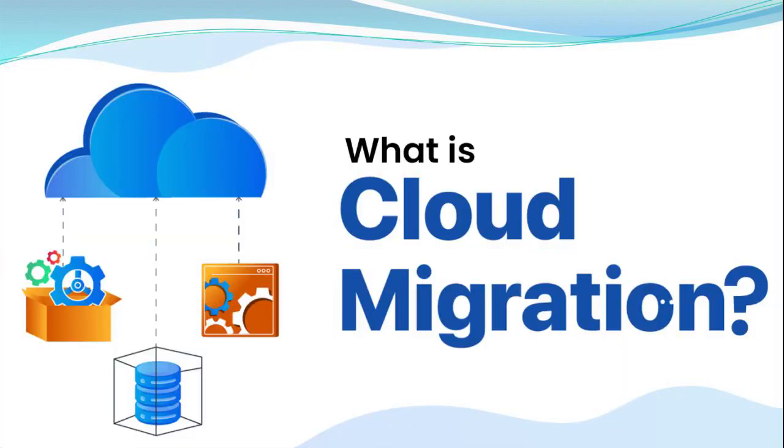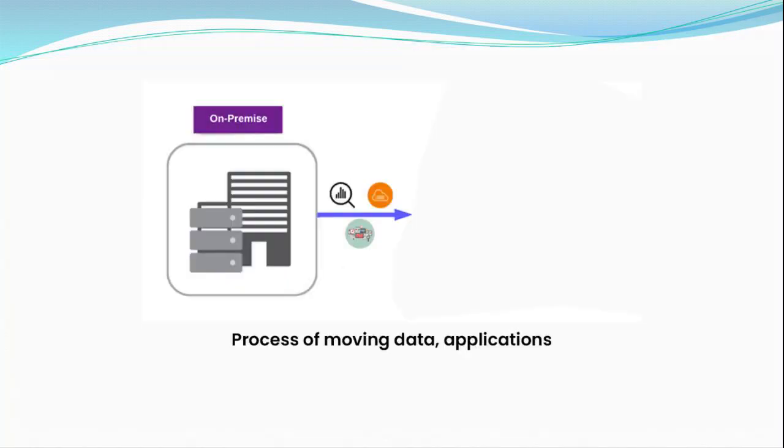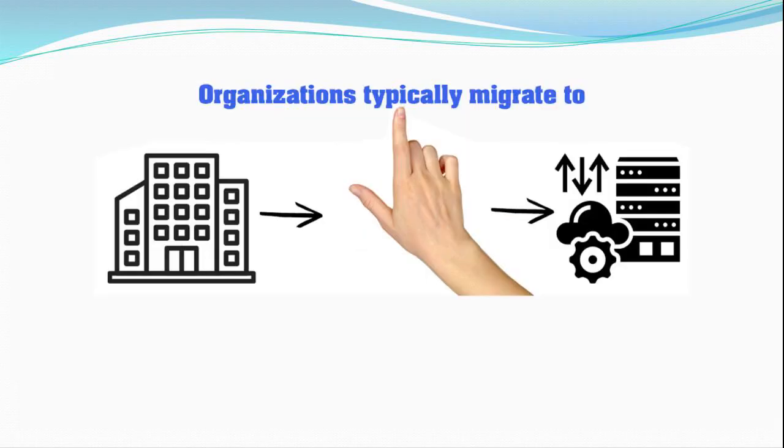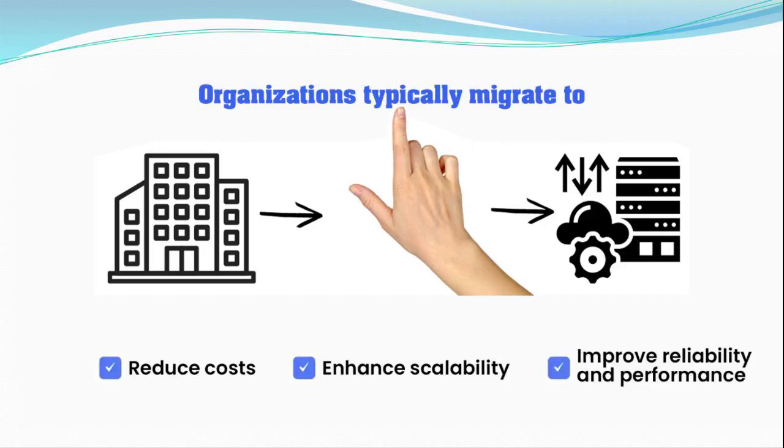What is cloud migration? Cloud migration is the process of moving data, applications, and workloads from an on-premises infrastructure or legacy systems to a cloud environment. Organizations typically migrate to reduce costs: pay only for the resources you use instead of managing expensive on-premise infrastructure. Enhance scalability: easily scale resources up or down as needed. Improve reliability and performance: many cloud providers offer high availability and optimized performance.